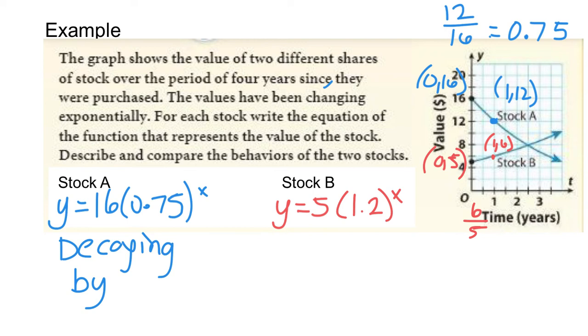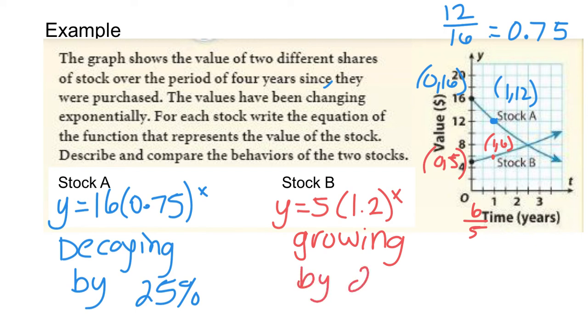If our factor is 0.75, remember we subtract 1 from that and that tells me the decay rate. So that means it's decreasing by 25%, because 0.75 minus 1 is 0.25. And then for stock B, we know that it's increasing, it's growing. And we'll do the same thing there. We're going to subtract 1 from it and get 0.2, which is 20%. So growing by 20%.